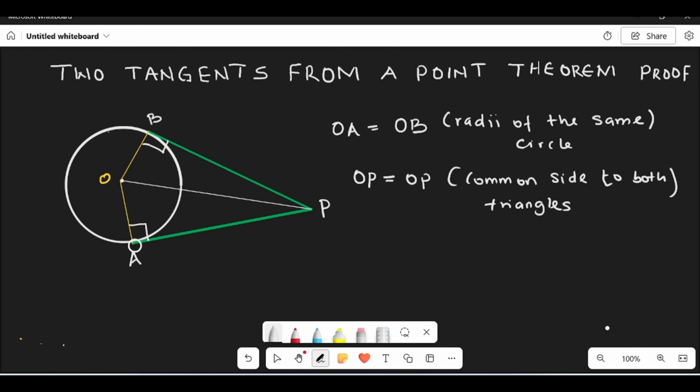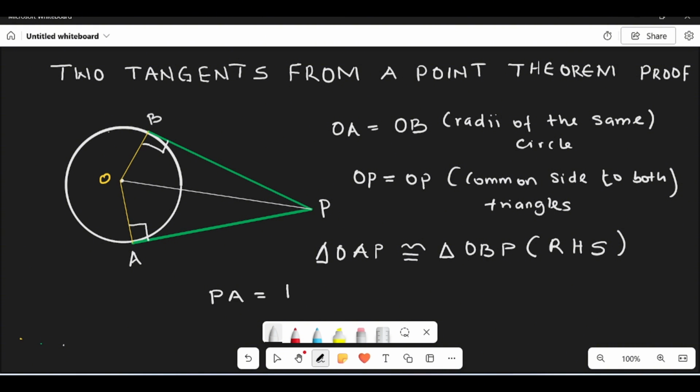Triangle OAP is congruent to triangle OBP by using the right angle hypotenuse side congruency rule.